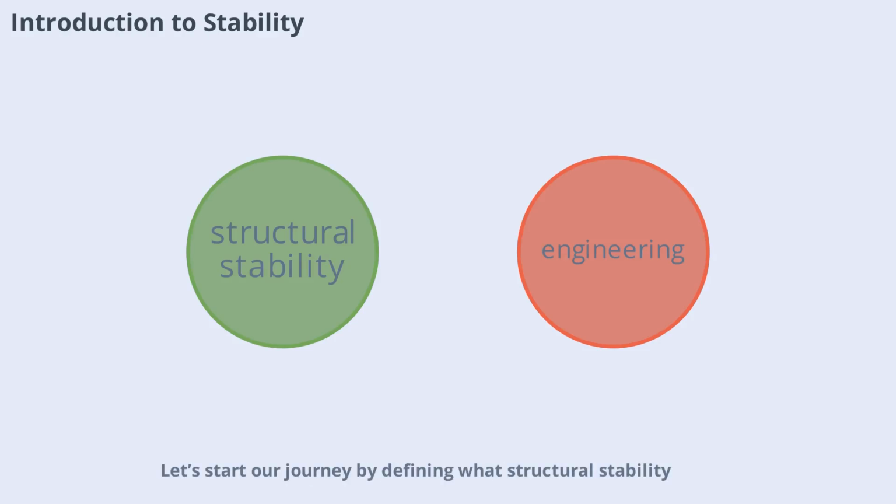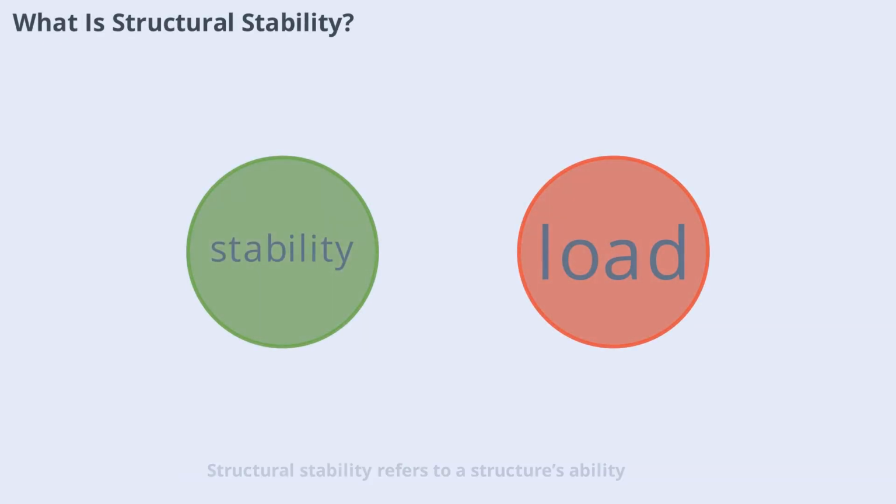Let's start our journey by defining what structural stability really means and why it matters in our everyday lives. Structural stability refers to a structure's ability to withstand loads without collapsing or deforming excessively. It's not just about strength, it's about balance and resilience. Engineers analyze how forces like gravity, wind, and earthquakes affect buildings, bridges, and even natural formations. By understanding these forces, they design structures that can handle stress and remain safe over time. This concept is fundamental in architecture and civil engineering, ensuring that our homes, offices, and infrastructure are reliable and secure.